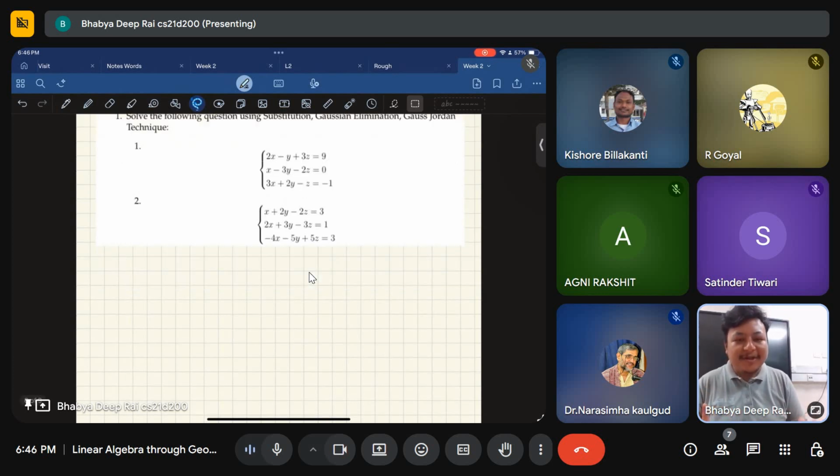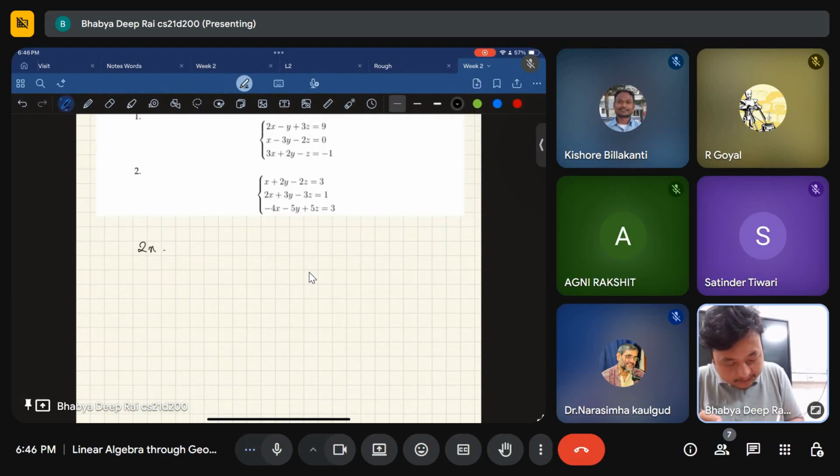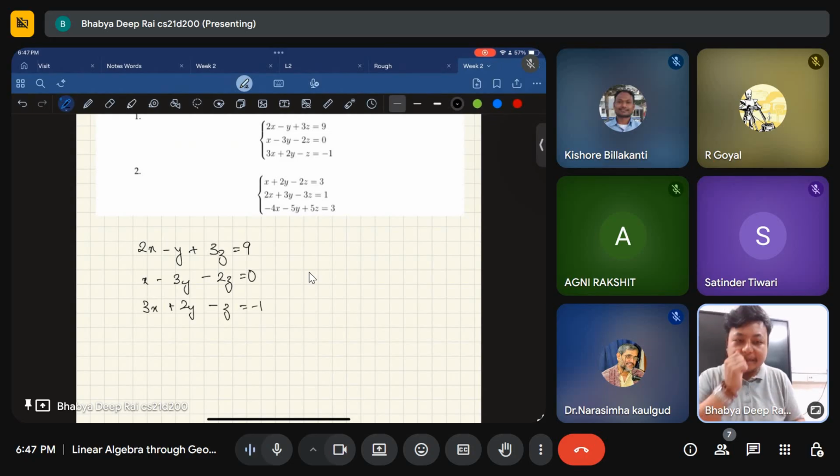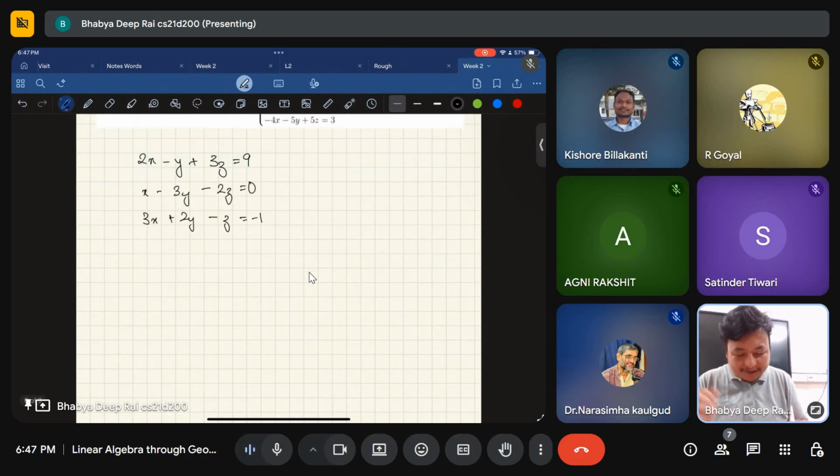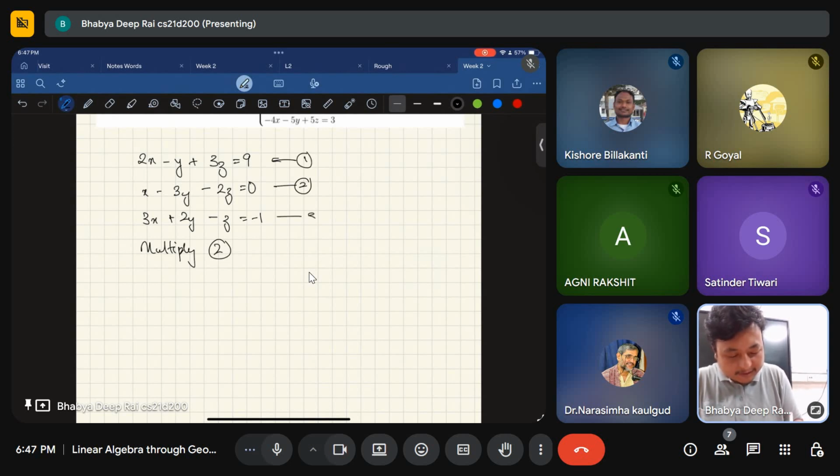Now let's look at Gaussian elimination. This is what Goel was suggesting before, when I told you guys to try it with substitution: y plus 3z equals 9, x minus 3y minus 2z equals 0, 3x plus 2y minus z equals minus 1. Goel said to multiply equation 2, this one, by 2.